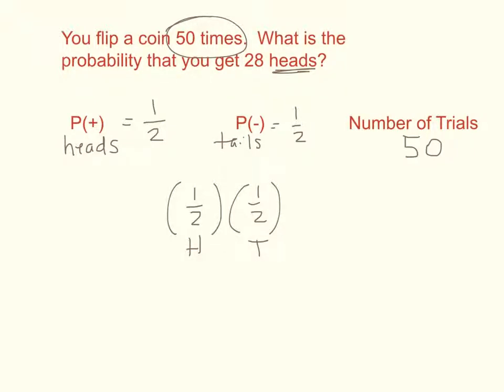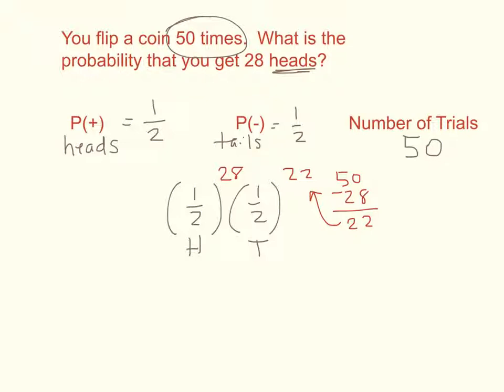Well, since it says we're looking for 28 heads, then we would need a 28 on the heads. And if we're working with 50 trials, we would need 50 minus 28, which is 22 for the number of tails. So that would cover all of our 50 slots, our 50 probabilities, but it wouldn't fix the order question.